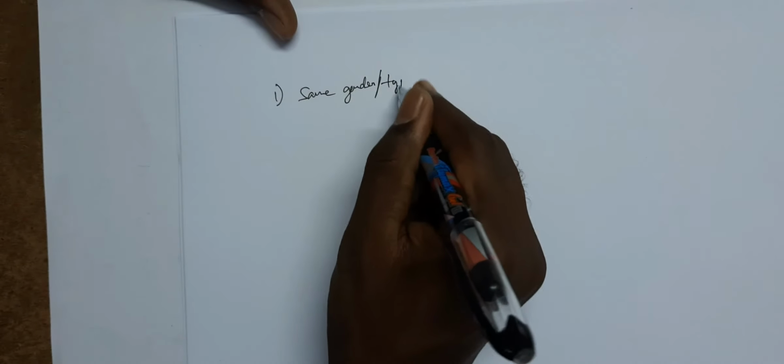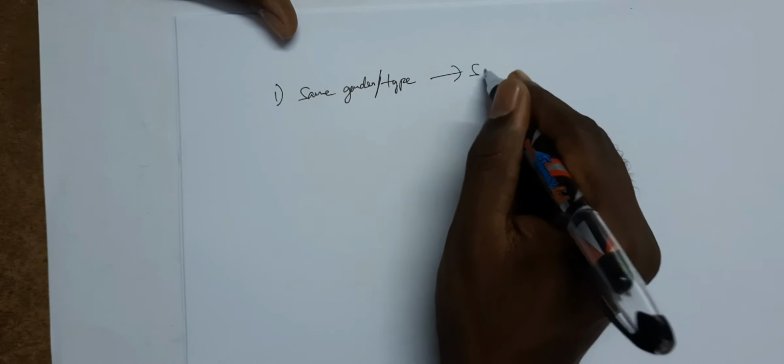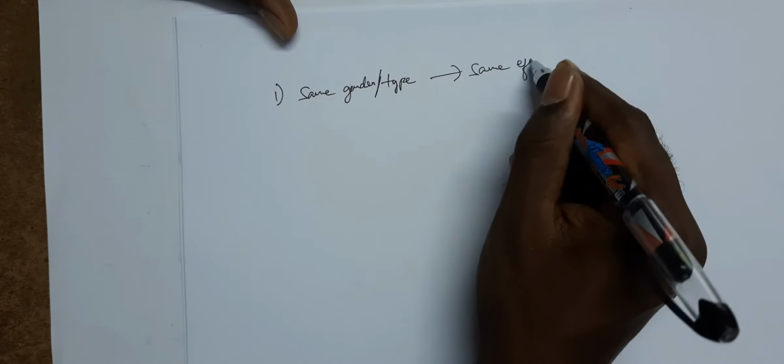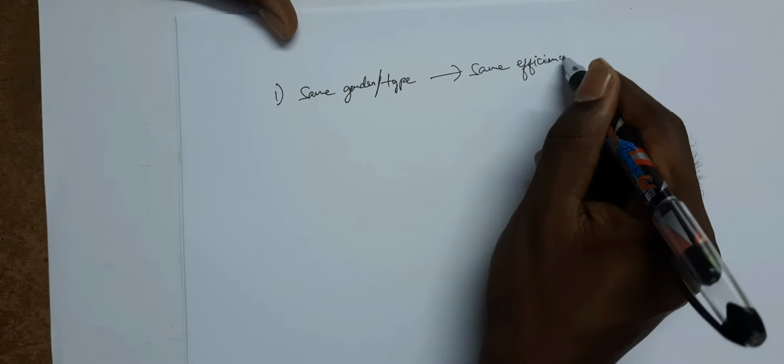While solving the problems from this chapter, you have to keep 2 points in your mind. The first one is that persons who belong to the same gender or same type will have the same efficiency until and unless they mention their names.